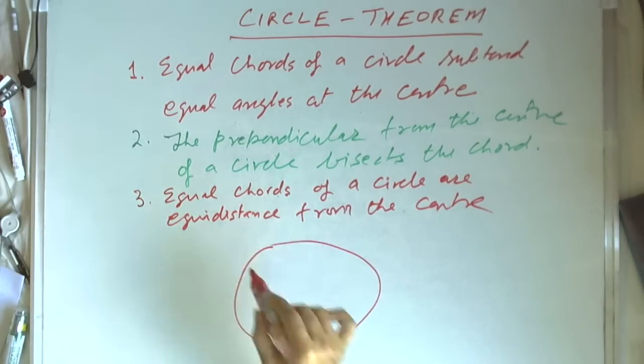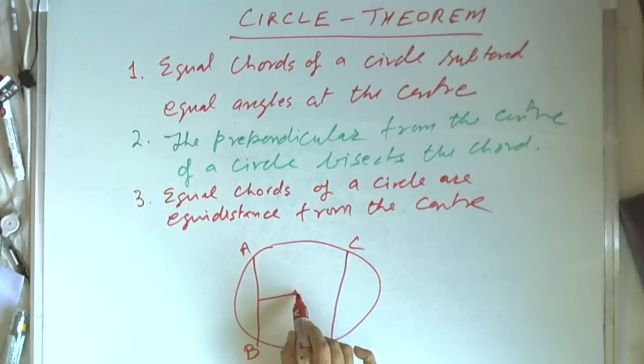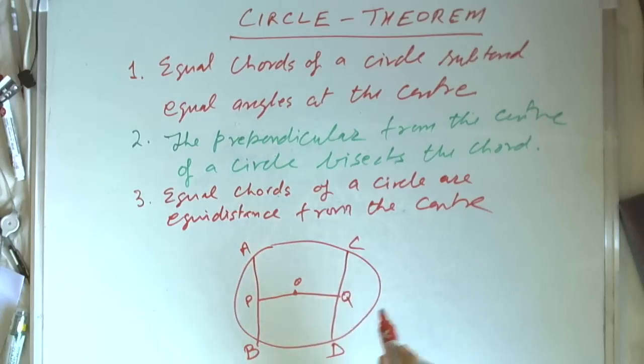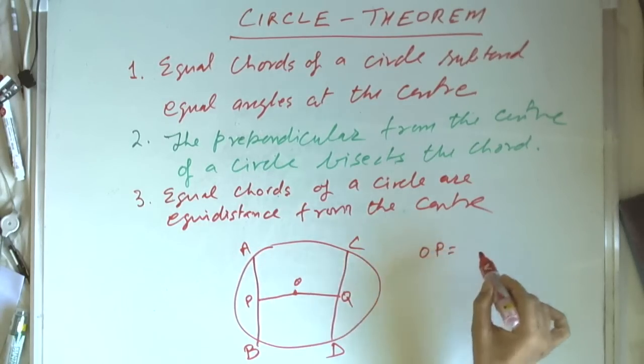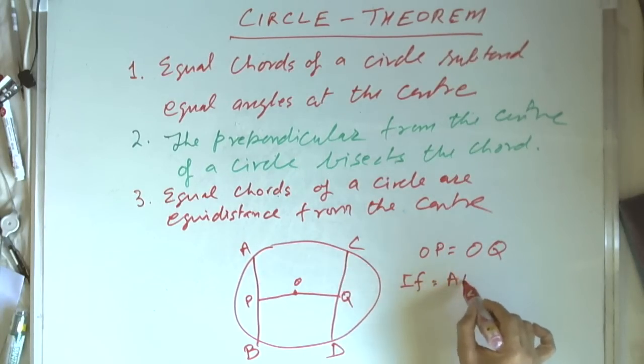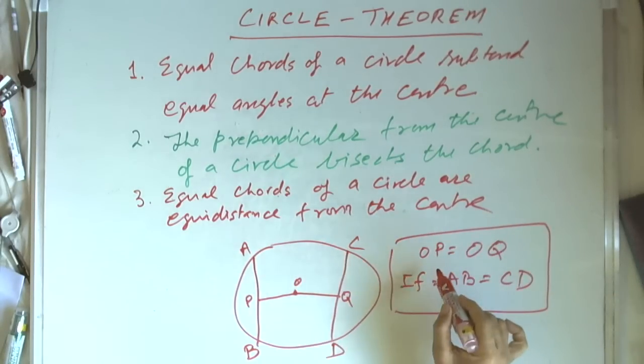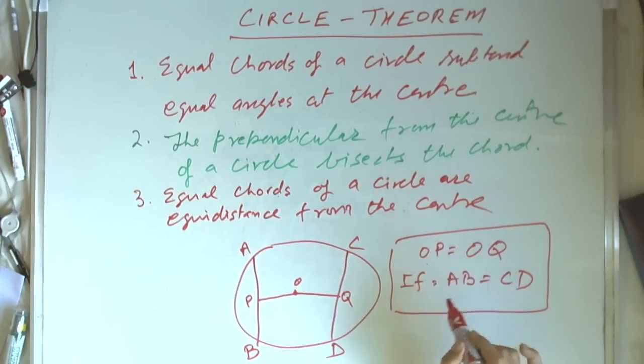So we have two chords AB and CD. What we are saying is that if we draw perpendiculars from the center O, and they meet the chords at P and Q, then OP is equal to OQ if AB is equal to CD. That is the theorem: OP is equal to OQ if AB is equal to CD.